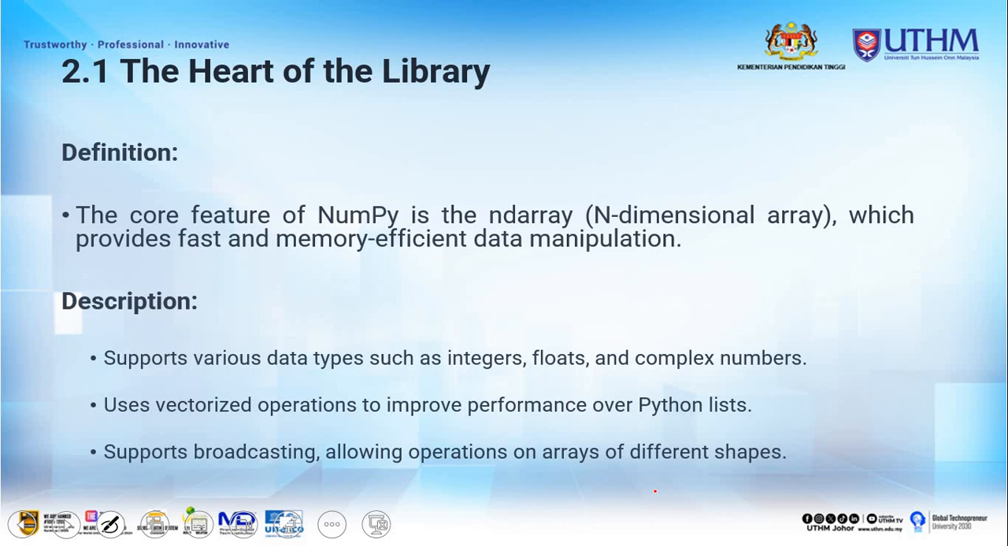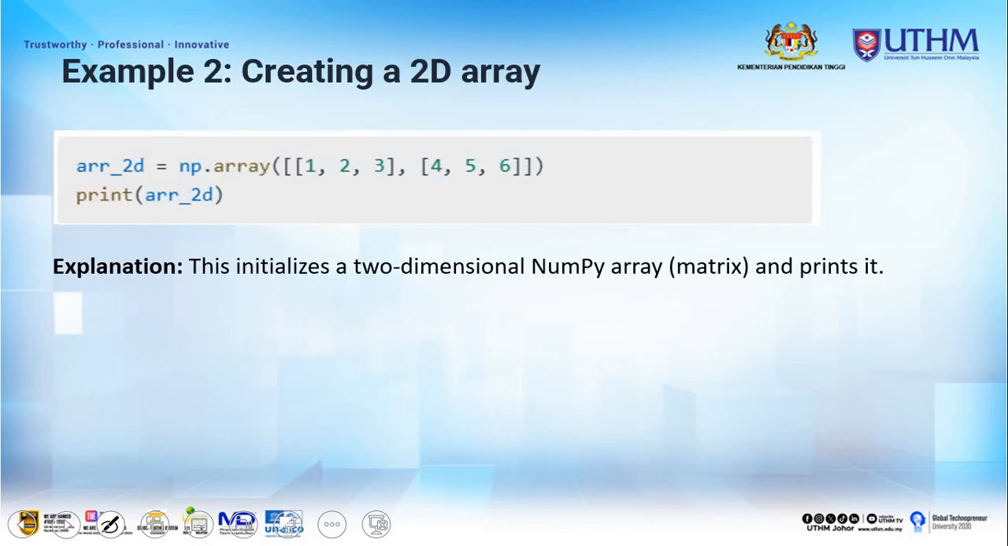The heart of the library. The core feature of NumPy is the ndarray, the n-dimensional array, which provides fast and memory-efficient data manipulation. It supports various data types such as integers, floats, and complex numbers. It uses vectorized operations to improve performance over Python lists. Okay, I guess you have learned lists before. There's one feature called list in Python. You already learned it in your basic Python last semester. It supports broadcasting, allowing operations on arrays of different shapes. So we have multiple shapes in arrays.